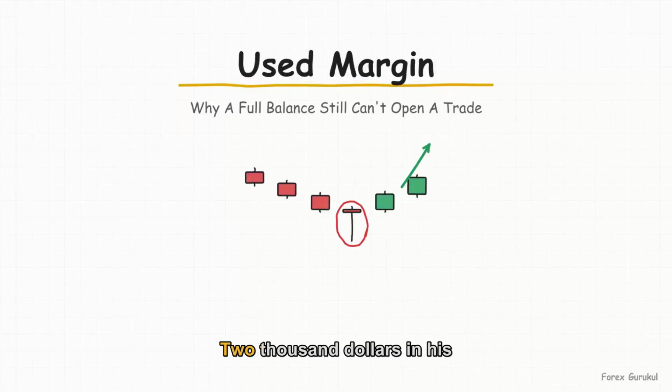Meet Dave. $2,000 in his EUR dollar account. 3 trades already open, all doing fine. He spots a fourth setup. Clean, textbook. Exactly the kind of trade he's been waiting for.